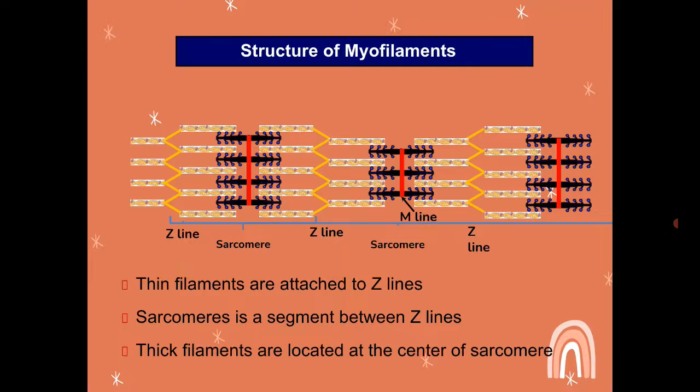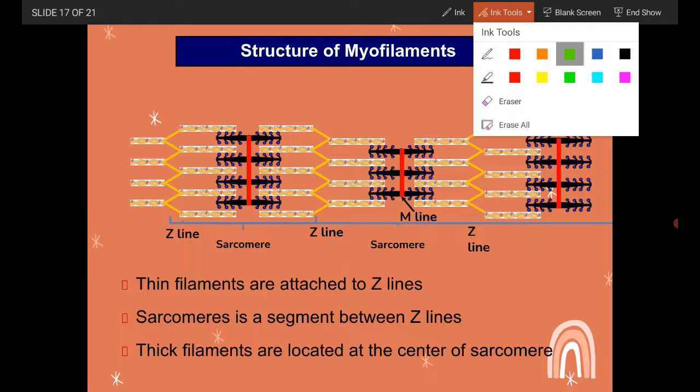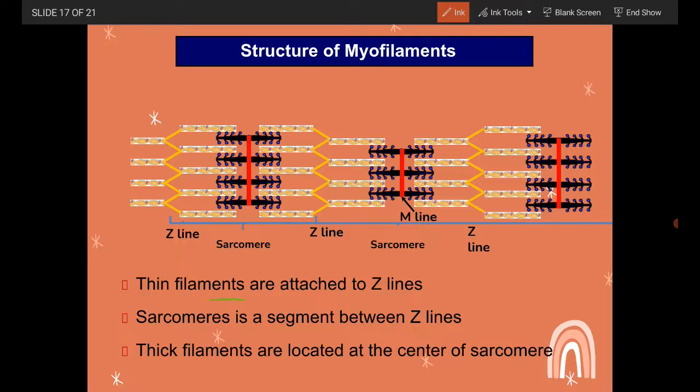The next one, we are going to discuss more about myofilaments. Thin filaments are attached to the Z line. So if you look at this structure, this is the thick filament and the yellow one is the thin filament. The thin filaments are attached to the Z line. So this is the Z line.